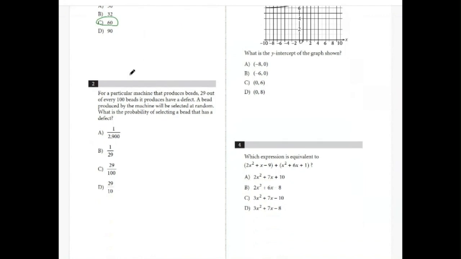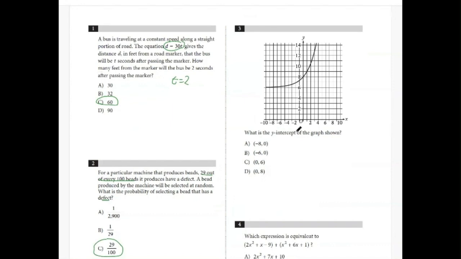For a particular machine that produces beats, 29 out of every 100 beats it produces have a defect. A beat produced by the machine will be selected at random. What is the probability of selecting a beat that has a defect? Well, it says 29 out of every 100 beats. So the correct answer choice here is C as in cat.